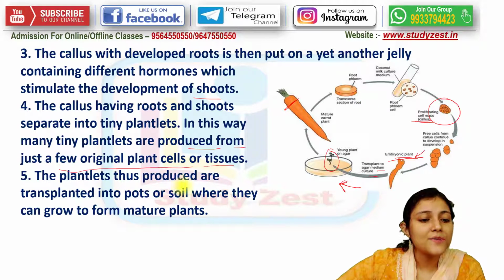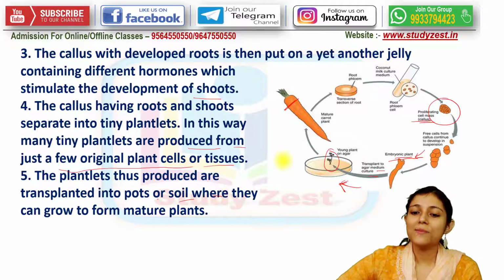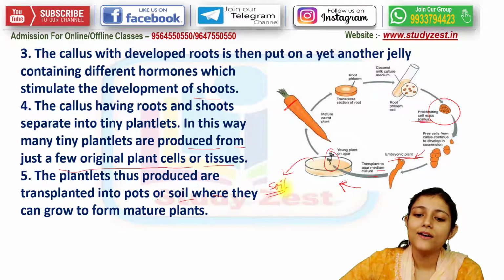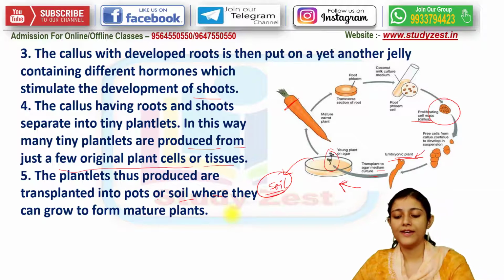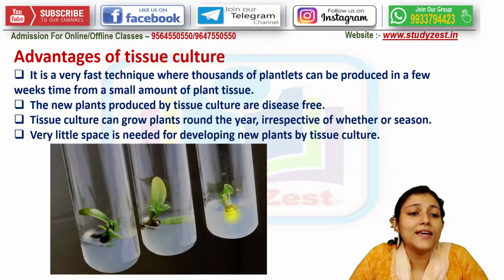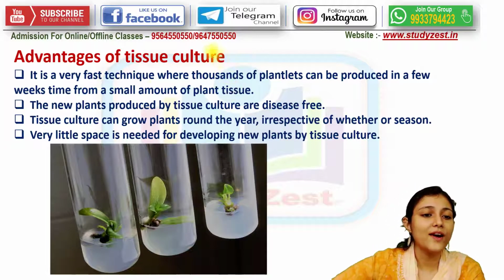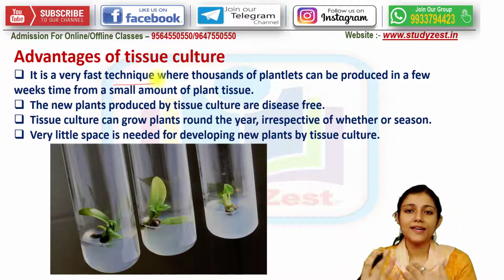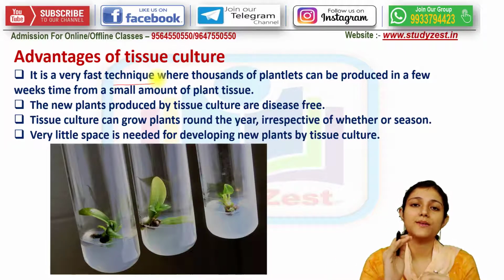And the plantlets thus produced are transplanted into pots and the soil. इसके बाद इसको लेके हम लोग सॉइल में डाल सकते हैं और सॉइल में प्लांट करने से it will be mature enough. राइट. सो अब देखते हैं कि इसका एडवांटेजेस क्या है. ये टिश्यू कल्चर प्रोसेस तो बहुत ही इंपॉर्टेंट है. क्या क्या एडवांटेज है? It is a very fast technique, very fast technique. फील्ड में जैसे सीक्वेंशियली हमें सब कुछ करना होता है.